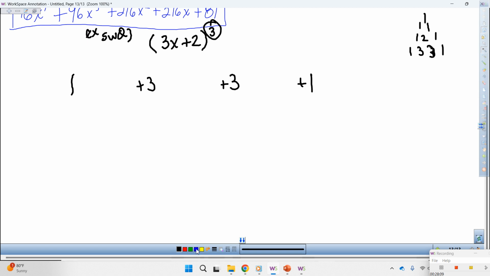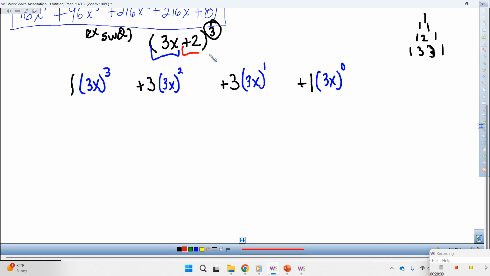All right, from there, you take the first term, 3x, and you start at the third power. From there you go to 3x to the second power, 3x to the first power, 3x to the 0 power. From there you take the second term and you start at 2 to the 0 power, 2 to the first power, 2 to the second power, and 2 to the third power. We good so far? All right.